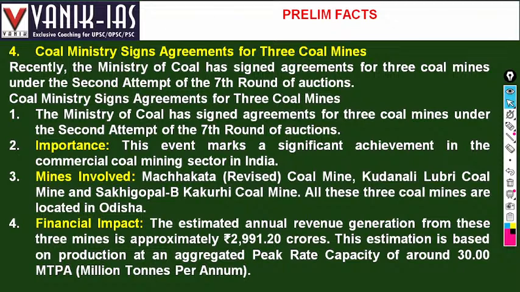The mines are the Machkata revised coal mine, the Kudalani Lubri coal mine, and the Sakhigopal B Kurai coal mine. All these coal mines are located in Odisha. Financial impact: the estimated annual revenue generation from these 3 mines is approximately 2,901.20 crores. This estimation is based on production at the aggregated peak rate capacity of around 30 million tons per annum.